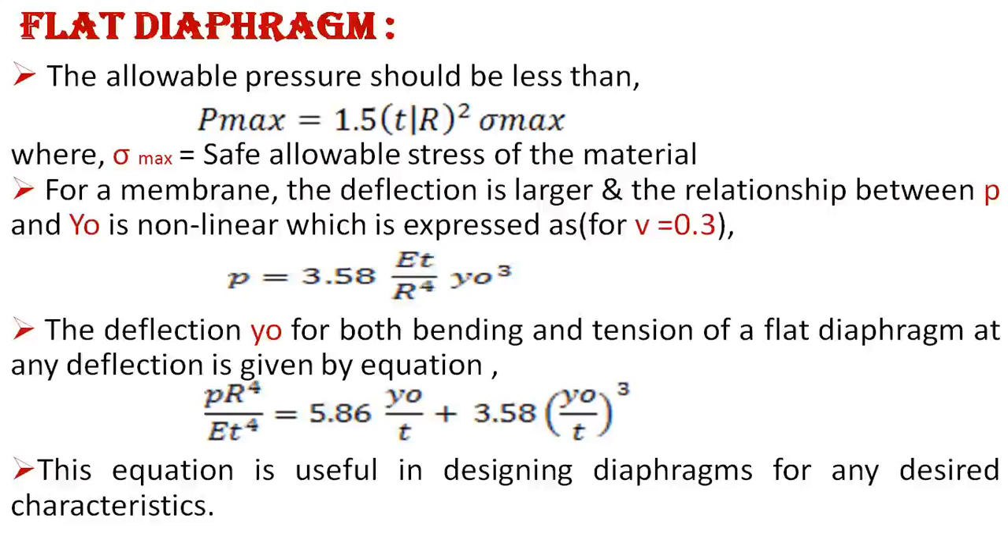The deflection Y0 for both bending and tension of a flat diaphragm at any deflection is given by the equation P R⁴/(E T⁴) = 5.86 (Y0/T) + 3.58 (Y0/T)³. This equation is useful in designing diaphragms for any desired characteristics. It gives the design of diaphragms for your specific characteristics of pressure measurement.